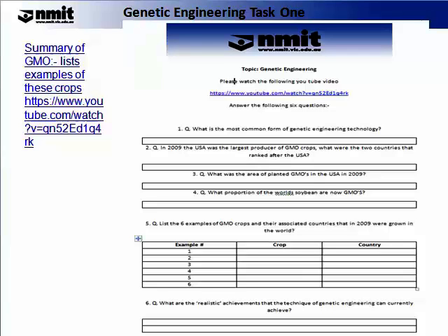Task 3. What was the area of planted GMOs in the USA in 2009? Question 4. What proportion of the world's soybeans are now GMOs? Question 5. List the 6 examples of GMO crops and their associated countries that in 2009 were grown in the world. And finally, Question 6. What are the realistic achievements that the technique of genetic engineering can currently achieve according to Cardiff University? You can please refer to the attachment on Moodle for an electronic version of these questions where you are able to type in your answers.